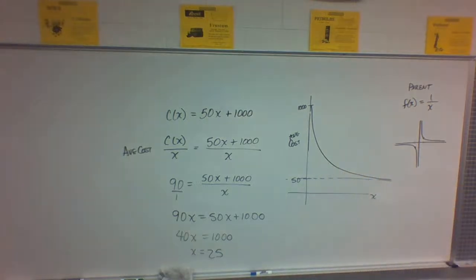So that's the answer to the second bullet point. What happens to the average cost as more models are printed? Average cost approaches $50. But you can't say it arrives at 50. It approaches 50.